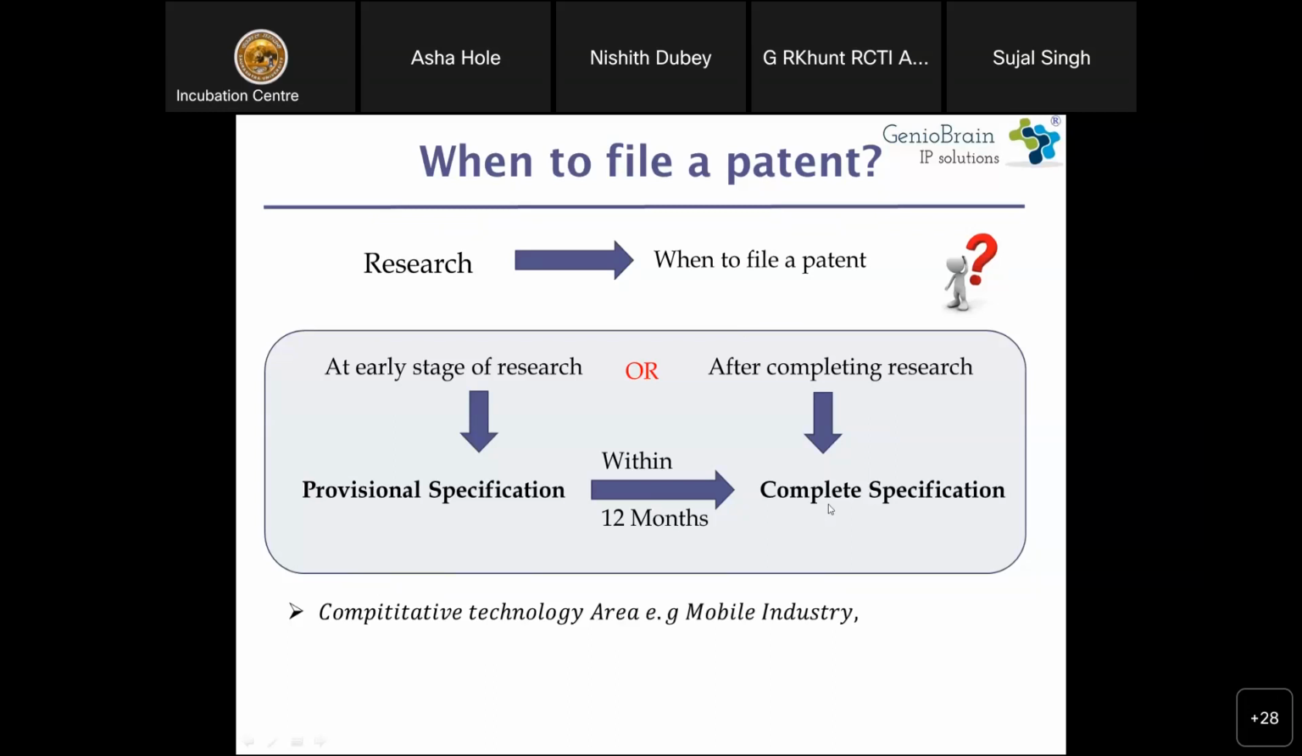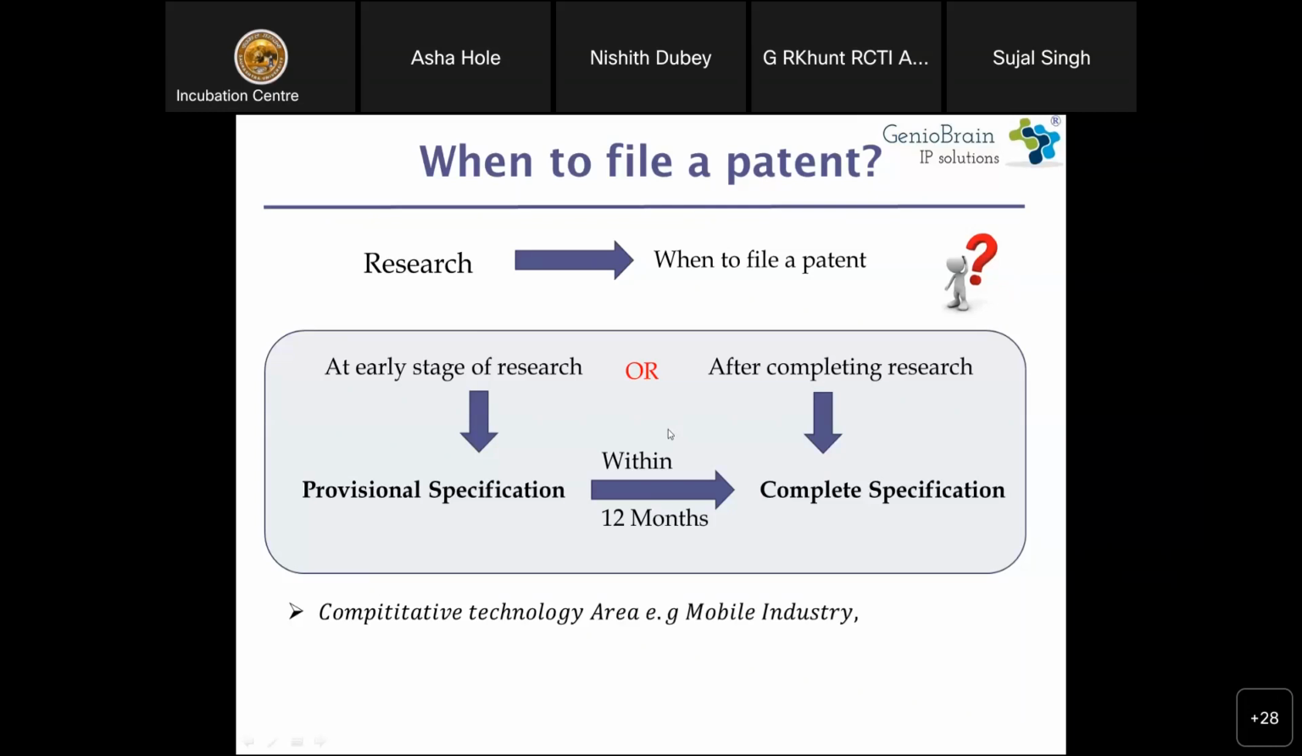Any idea why the patent office has given this provision of provisional and complete specification, filing a patent application, protecting your idea, and 12 months' time period to file a complete? Any idea? This is again a part of filing a strategic patent application, protecting your research in a strategic way. It is very important in a competitive area, particularly in the mobile industry or in any target molecule. If you are working and that target is very competitive, then opting for a particular IPR filing strategy is very important to gain high commercial benefit.